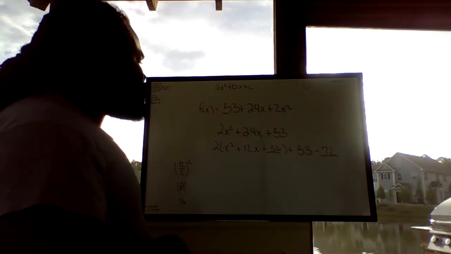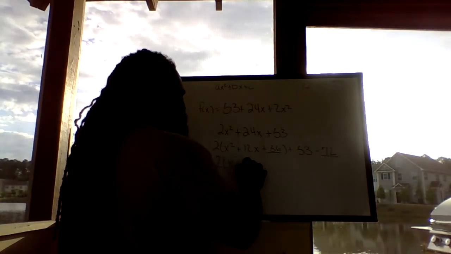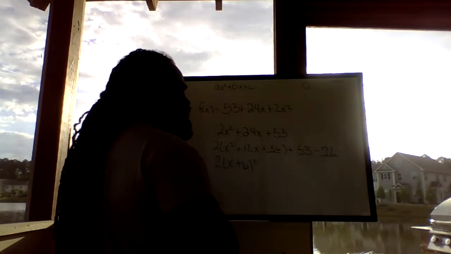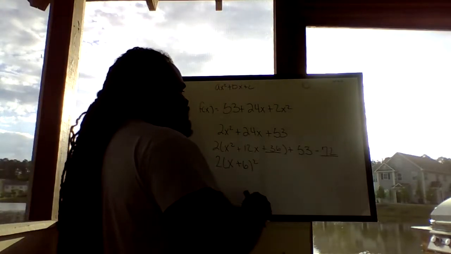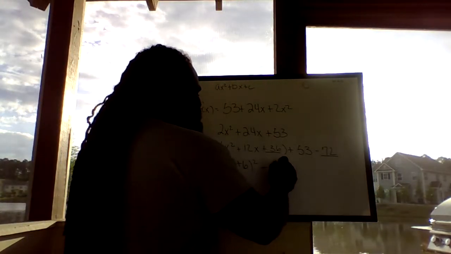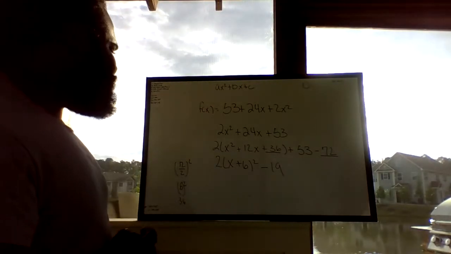Write my perfect square trinomial as a binomial: x plus 6 squared. On the outside, we have 53 minus 72. That gives me a negative 19. Alright, now we already have it in vertex form.